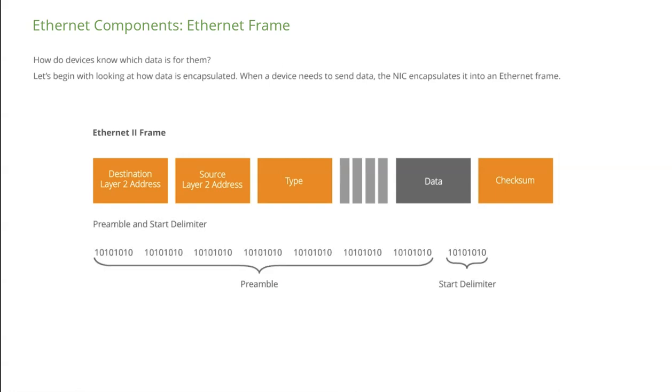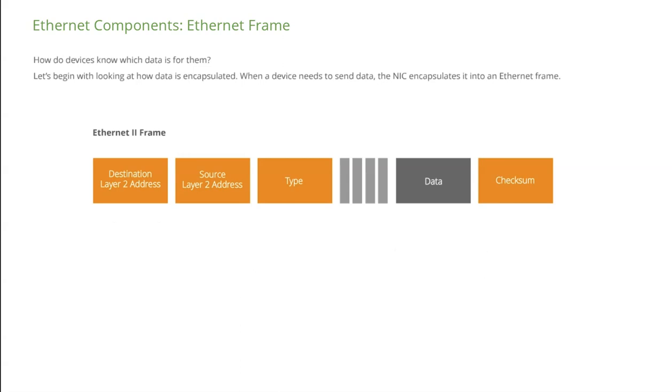The NIC precedes each frame with a preamble and start delimiter. This specific 8-byte sequence shown on screen allows receiving devices to recognize the start of a new frame. The preamble and start delimiter are not considered part of the Ethernet frame itself. Ethernet standards define the Layer 2 frame format, which has evolved over time.